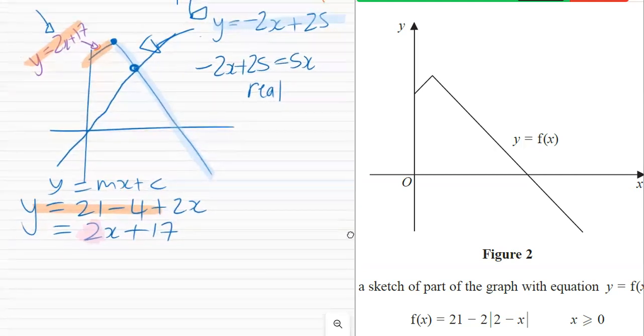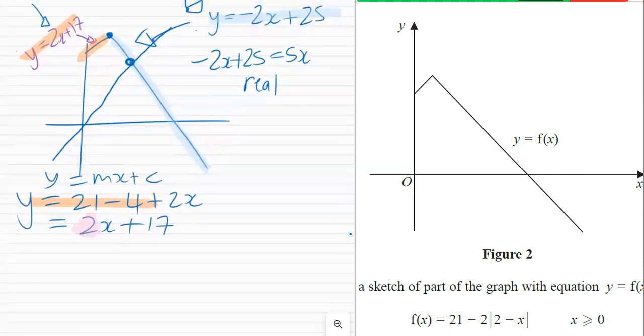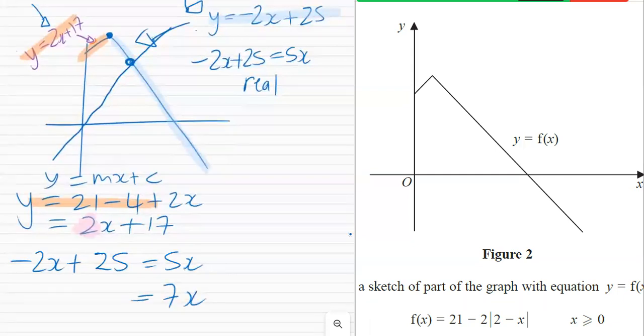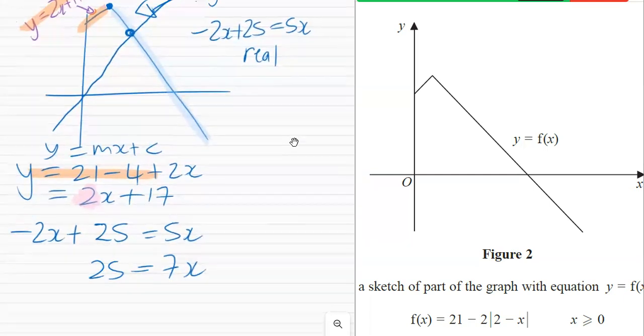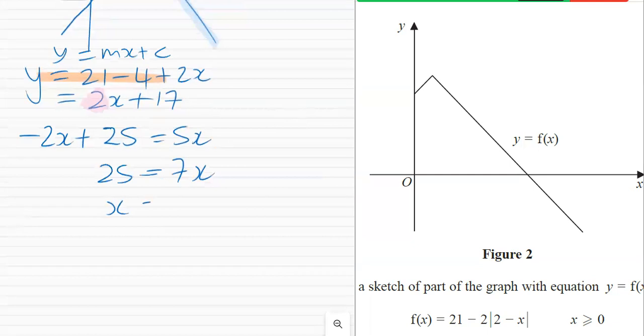Do it underneath here. So negative 2x plus 25 equals 5x. Because I always like to bring us to the positive side. So 7x equals 25. Divide both sides by 7. And we get x is equal to 25 over 7.